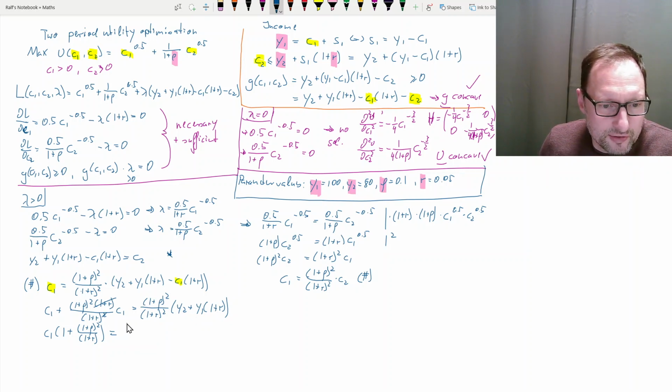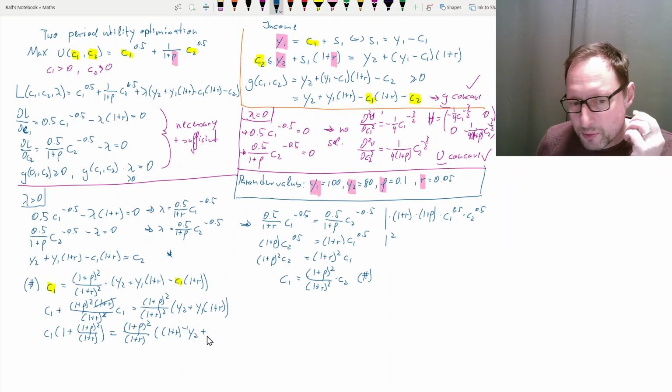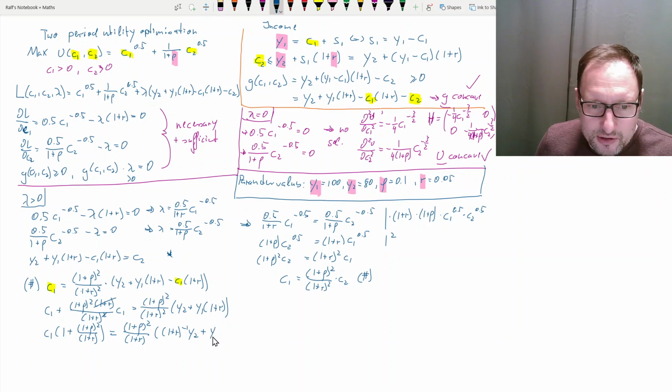So what we are left with is (1+ρ)² divided by (1+r), only one of them, not the squared, and in the parenthesis, because that's in the denominator, we're having (1+r)⁻¹ times y2 plus y1 times (1+r) times (1+r)⁻¹, so the (1+r) and the (1+r)⁻¹ cancel each other out, and that's just y1.